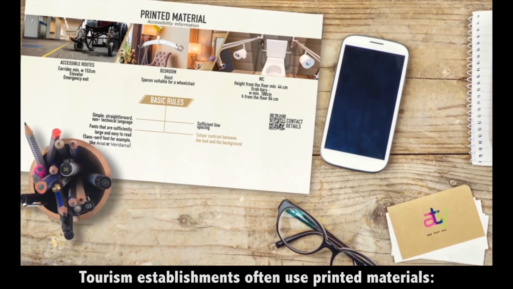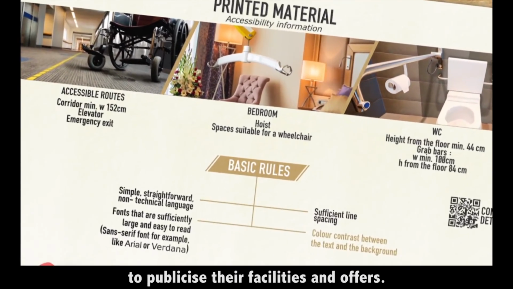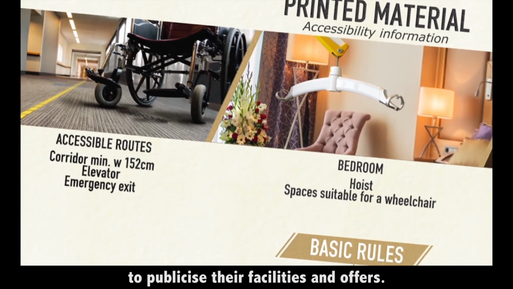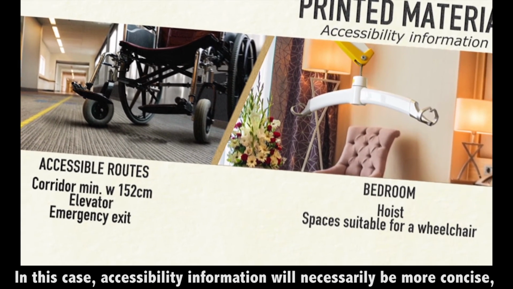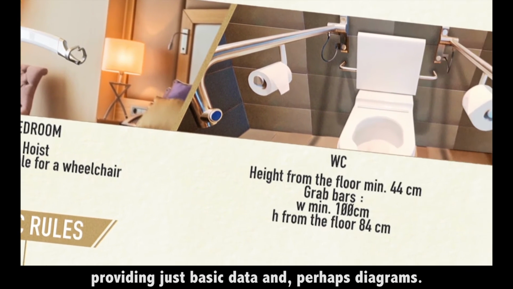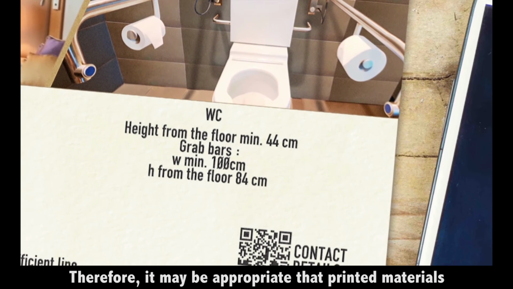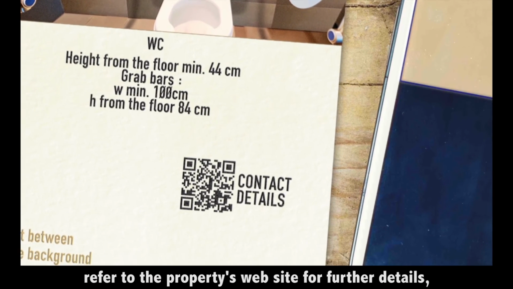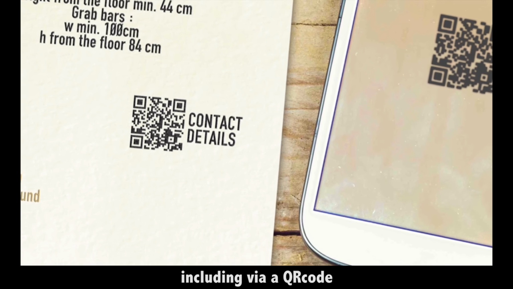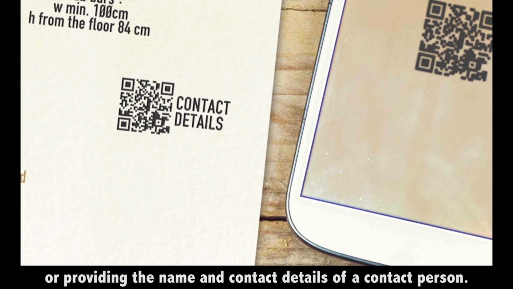Tourism establishments often use printed materials, brochures, booklets, pamphlets, etc. to publicize their facilities and offers. In this case, accessibility information will necessarily be more concise, providing just basic data and perhaps diagrams. Therefore, it may be appropriate that printed materials refer to the property's website for further details, including via a QR code or by providing the name and contact details of a contact person.